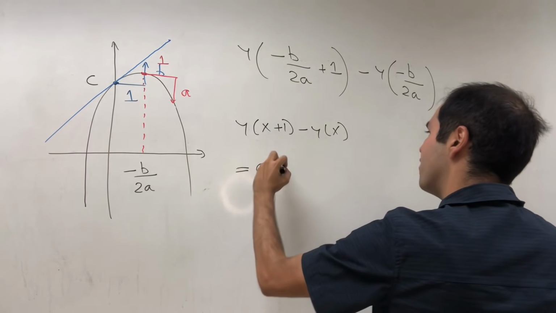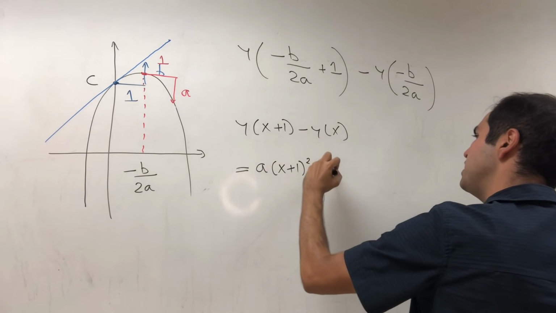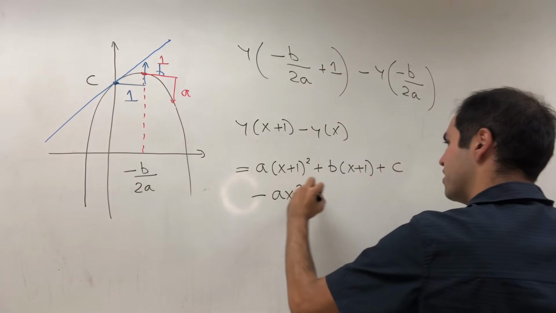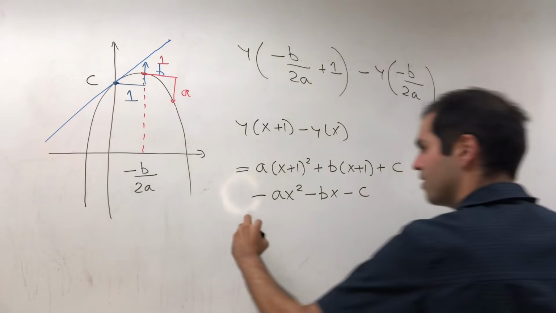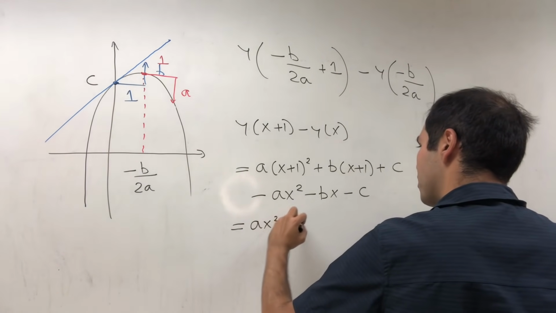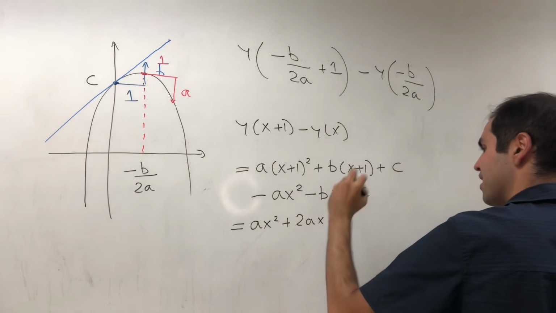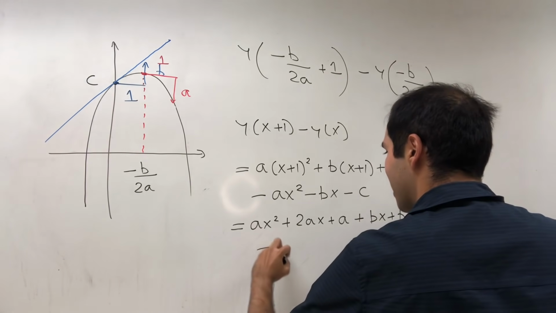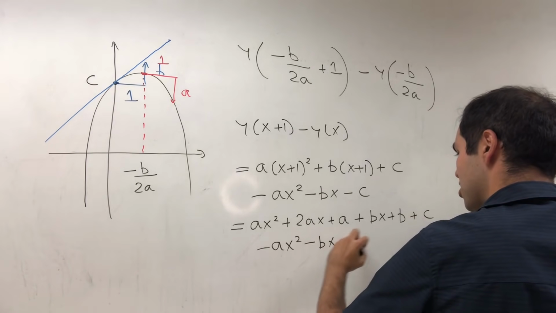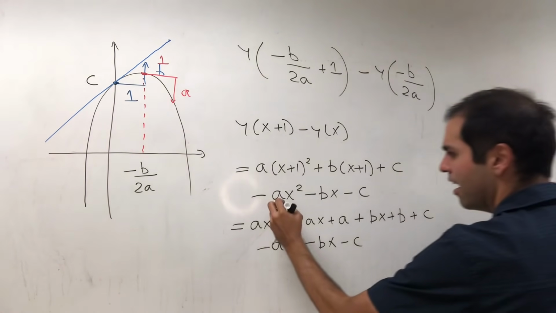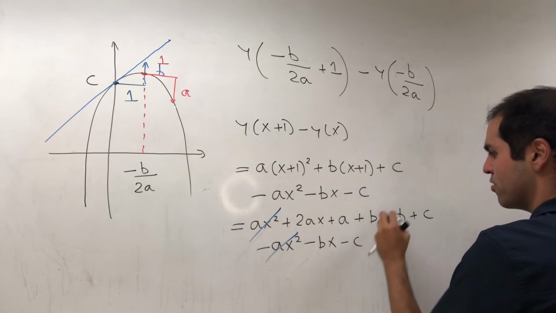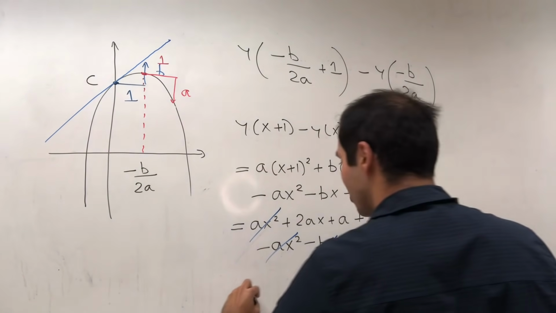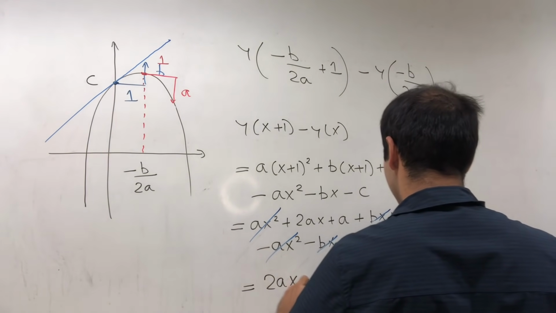So that gives you a times (x plus 1) squared plus b times (x plus 1) plus c, minus ax squared minus bx minus c. And that gives you ax squared plus 2ax plus a plus bx plus b plus c minus ax squared minus bx minus c. And the nice thing is a lot of terms cancel out: ax squared, bx, and c. So in other words, all that we're left with is 2ax plus a plus b.